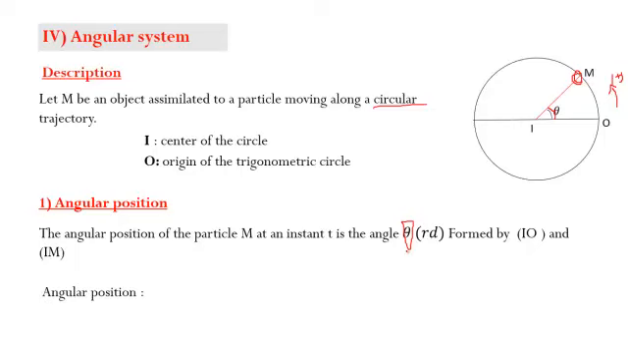So this angular position is given by theta, and it's in terms of t, since each time the point is moving on the circle, the angle is changing.